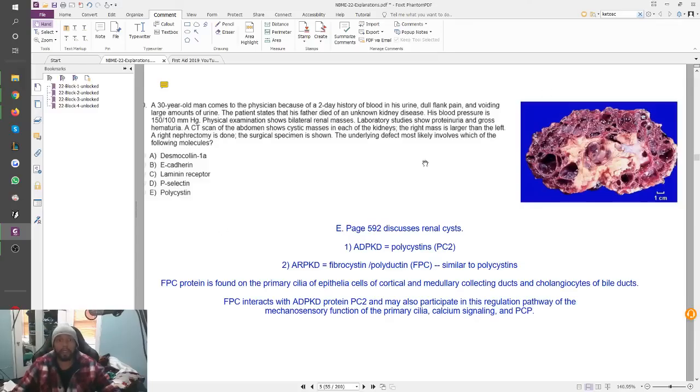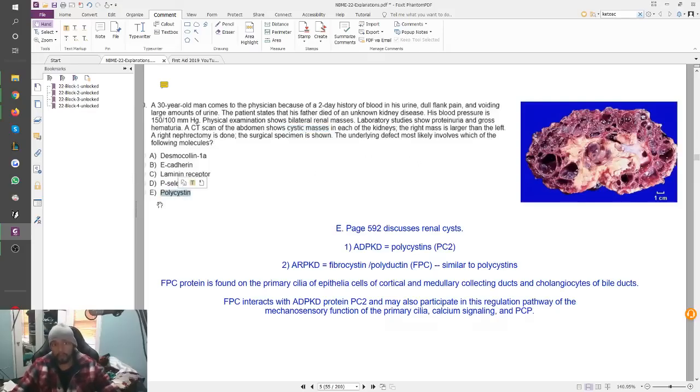But let's read the question, and when you read it, you figure out it was that, right? A 30-year-old man, constant physician, 2-day history of blood in his urine, dull flank pain, voiding large amounts of urine. Patient states that his father died of an unknown kidney disease as well, because ADPKD is autosomal dominant polycystic kidney disease. His blood pressure is high. Physical exam shows bilateral renal masses, right? Lab studies show proteinuria and gross hematuria. CT scan exam gives you the diagnosis of cystic masses, ADPKD. A right nephrectomy is done. Surgical specimen is shown. Underlying defect is most likely with what?